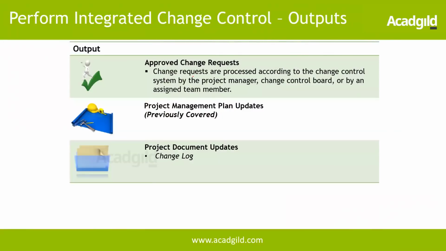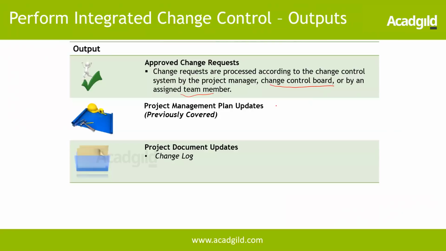And the outputs are going to be approved change requests, because here is where the CCB, the change control board, which will be defined as part of the change management plan, looks at all the impact of the changes and then approves or rejects them. So only those approved change requests need to be executed. Change requests are processed according to the change control system by the project manager, the change control board, CCB, or by an assigned team member.